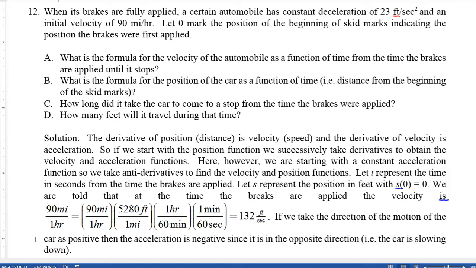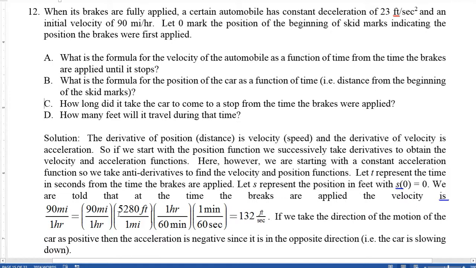So we'll let t represent the time in seconds from the time the brakes are applied, and let S represent the position in feet with S of 0 equals 0. Now we're told at the time the brakes were applied the velocity is 90 miles per hour, but we want to get things in terms of feet and seconds, not miles per hour. So we just do a little unit conversion here.